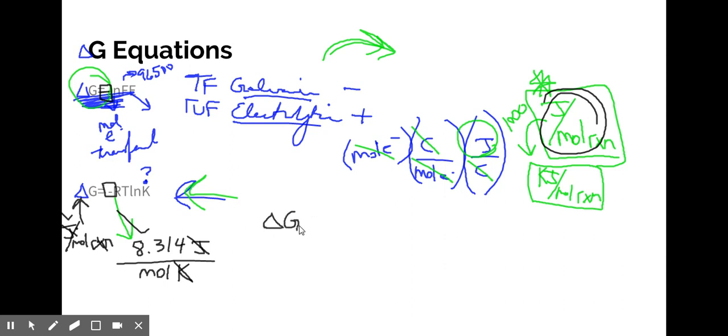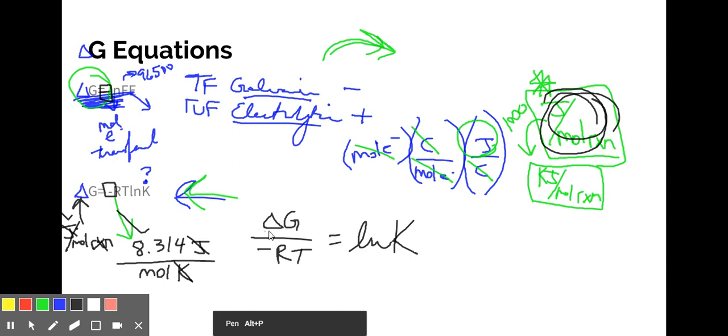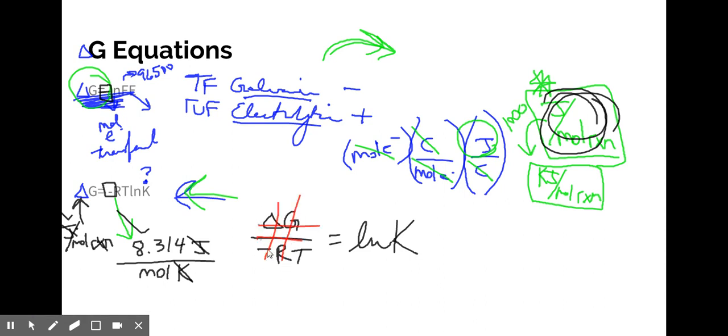You take your delta G. Remember, it must be in joule form. You divide by negative RT. And that value is equal to natural log of K. All right. What I'm going to do now is get K by itself. This right here is going to be some quantity, some number, when I do that in my calculator. So to get rid of natural log, I'm going to say e raised to that number, e raised to that number is equal to K.